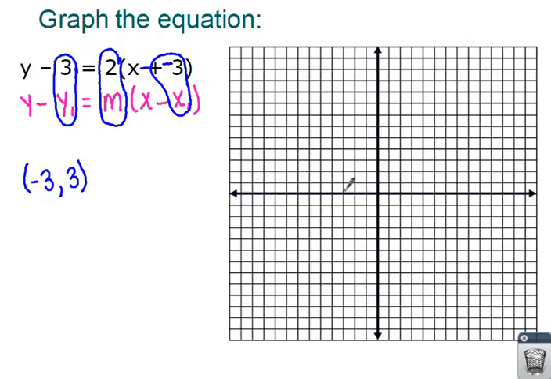So we can go (-3, 3). This point right here is on our line according to that equation. And then our slope is 2. We can do a slope of 2 right from this point. So we can go up 2 over 1, up 2 over 1, up 2 over 1, and draw our line in.